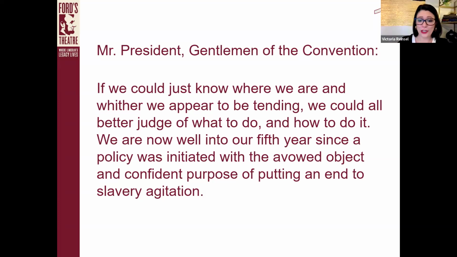This is our abridged version. Who wants to play? All right. Mr. President, gentlemen of the convention, if we could just know where we are and whither we appear to be tending, we could all better judge of what to do and how to do it. We are now well into our 5th year since a policy was initiated with the avowed object and confident purpose of putting an end to slavery agitation.